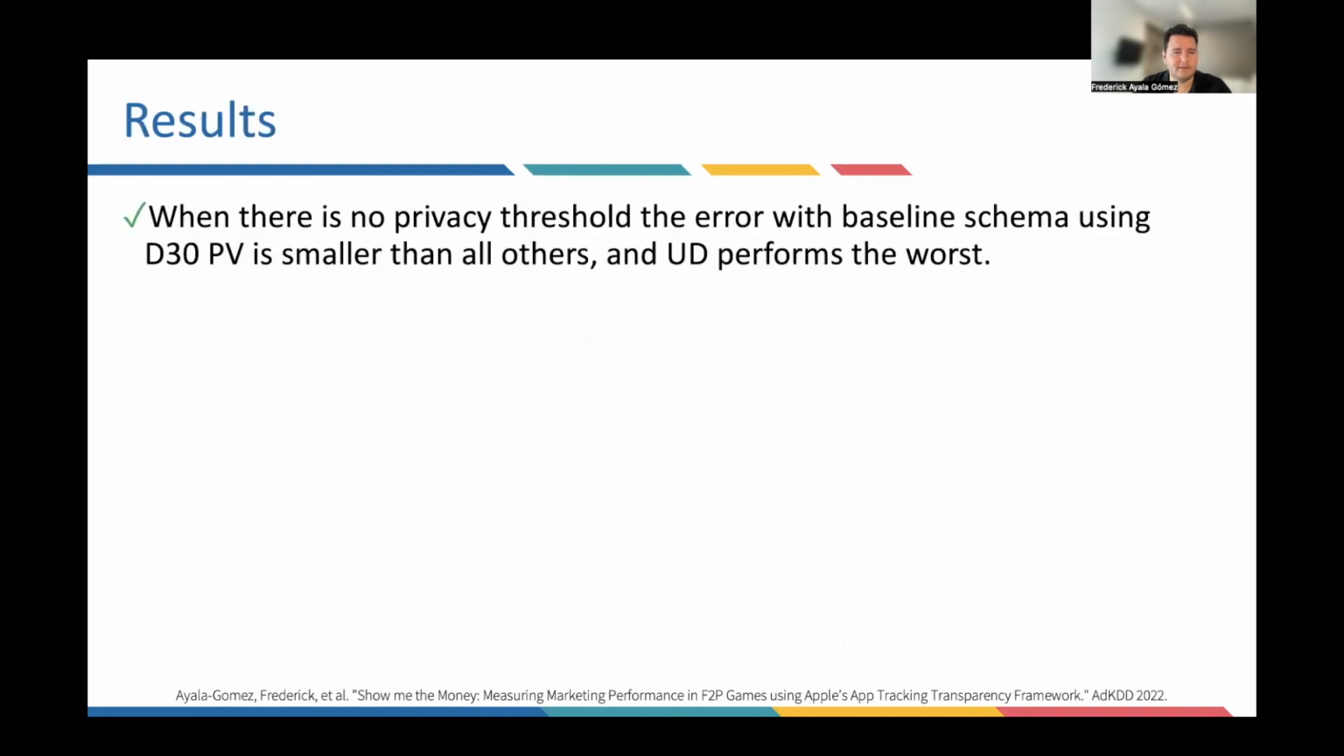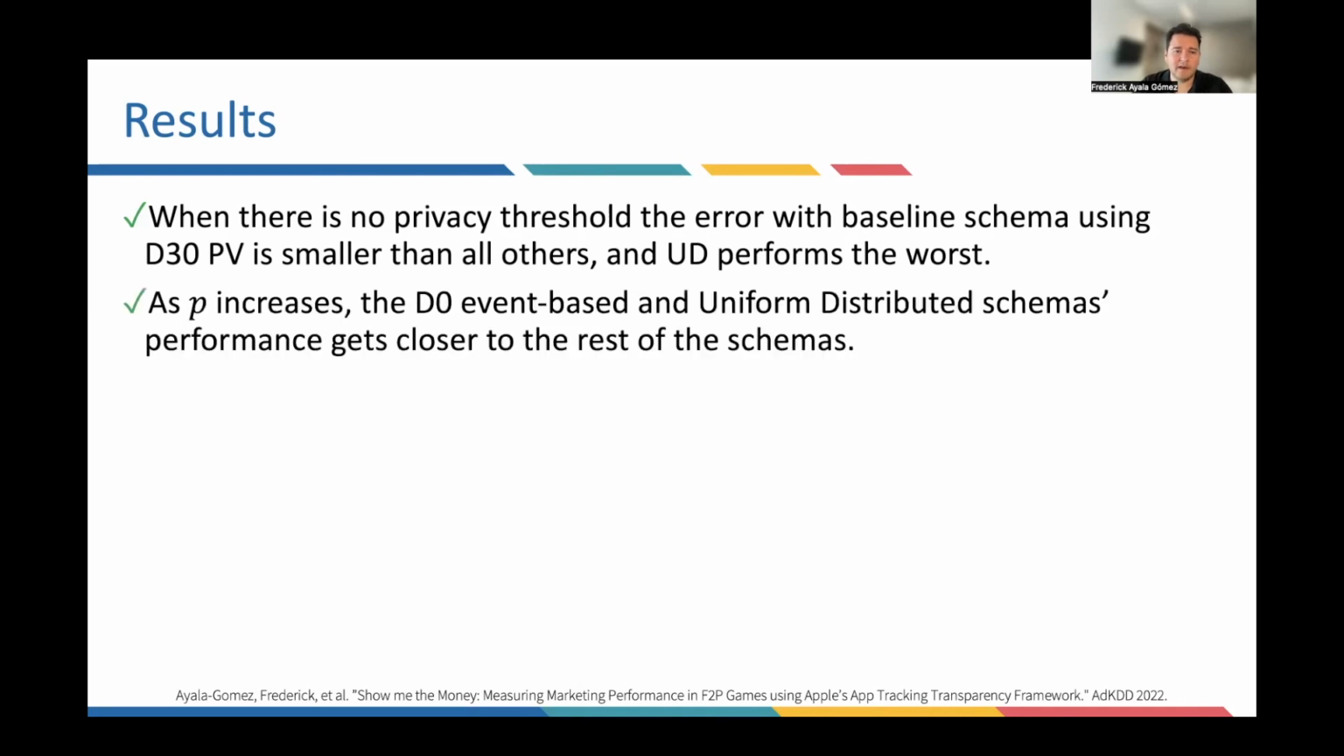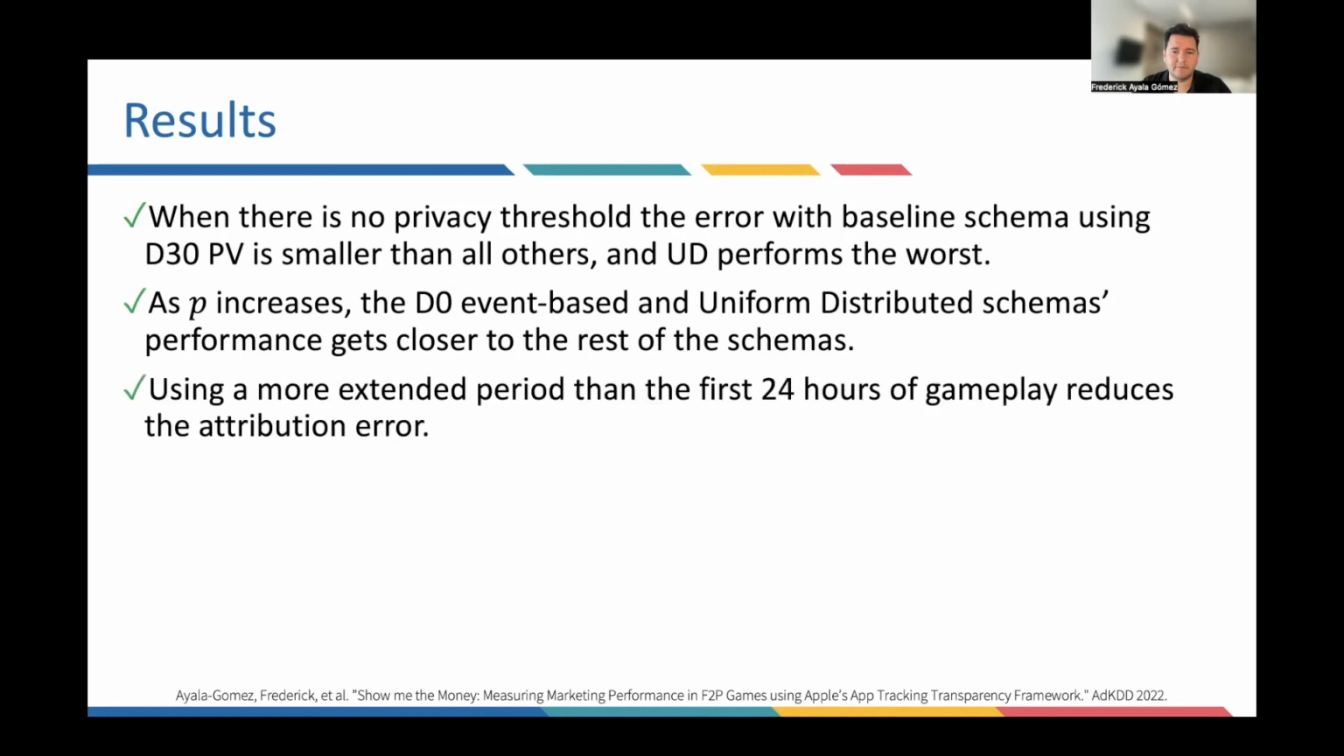So let's summarize the results. When there is no privacy threshold, indeed, we see that this perfect lifetime value baseline has the lowest error, and the uniformly distributed conversion value schema performs the worst. As P increases, we see that the day 0 event-based scheme and the uniform distributed schemes' performance gets closer to the rest of the schemes.